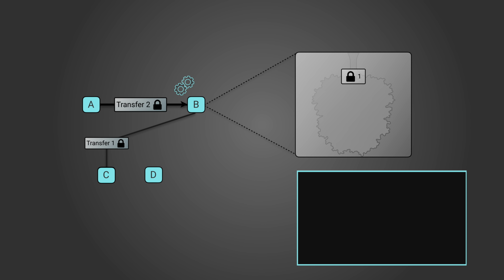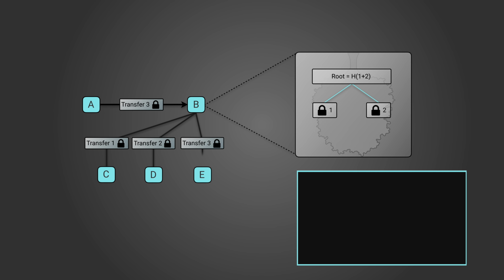Bob computes the root and sees the same lock as before, so he knows that Alice isn't cheating because Transfer 1 is still pending. Notice that the root of Bob's tree now changes, and that it contains information about both locks. Lock 1 from the previous transfer to Charlie, and Lock 2 from the transfer to Dave.